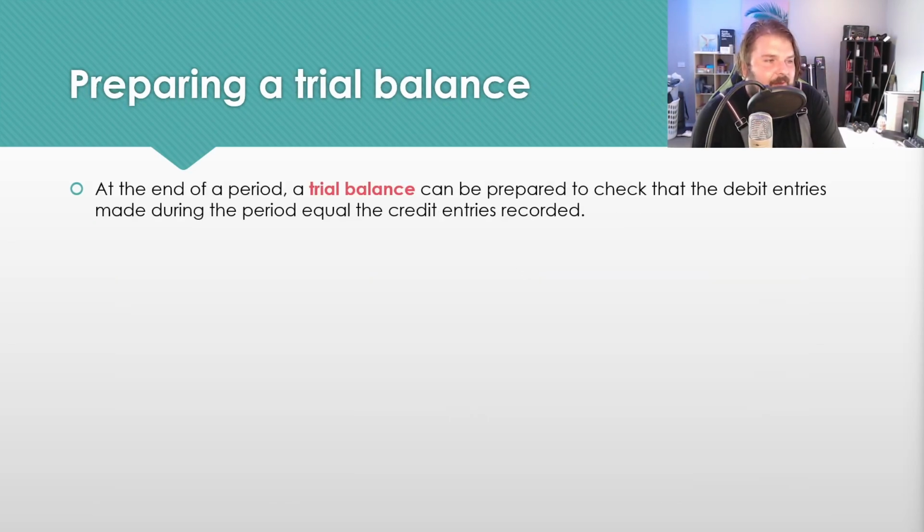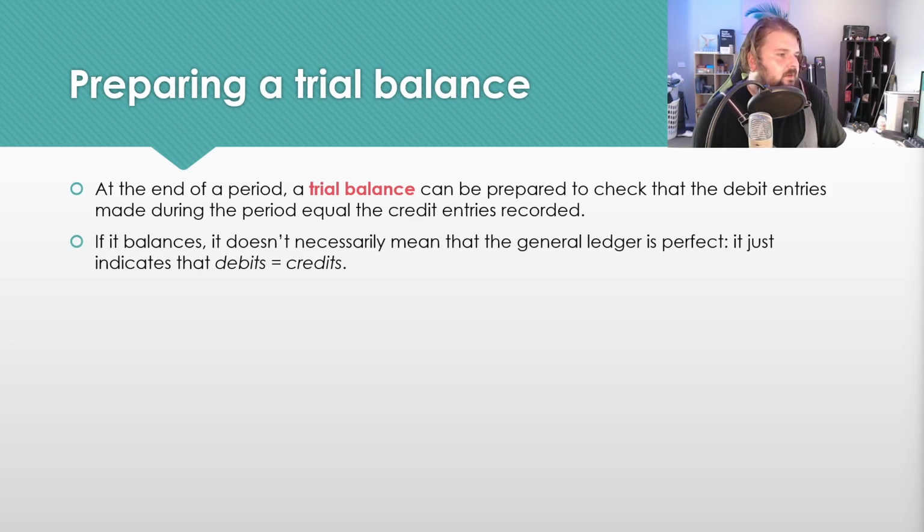Then, once we have all our accounts balanced, at the end of the period, we then put together a trial balance. So, if it balances, it doesn't necessarily mean that it's perfect. It just means that your debits are going to equal your credits. You may have done something wrong, such as putting one expense into a different expense account, so wages into telephone bill or something like that.